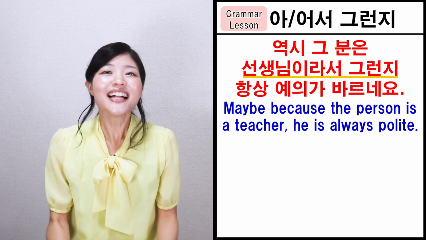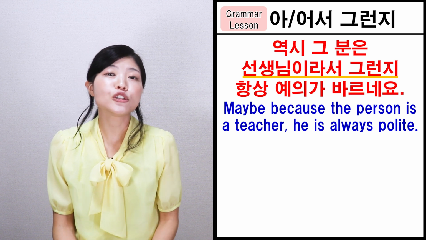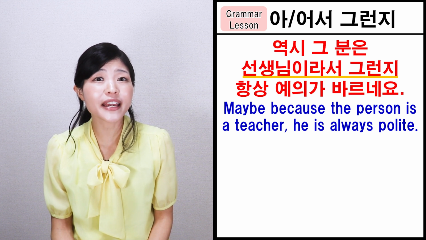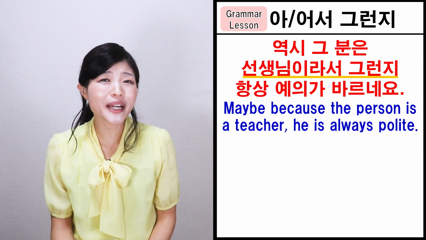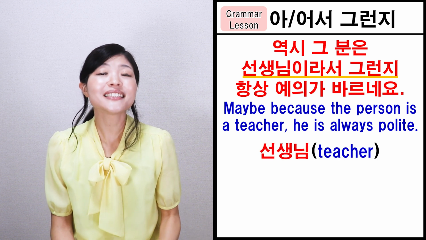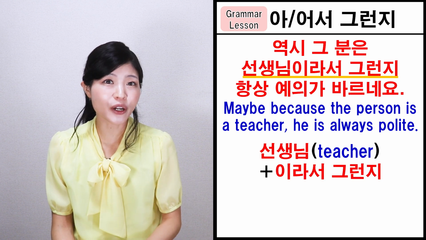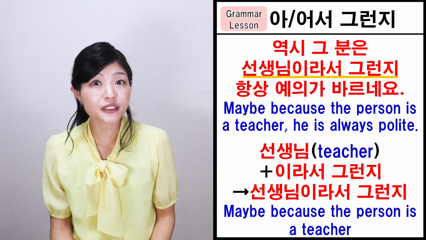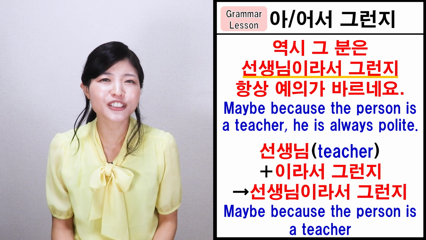And finally, let's look at an example sentence for a noun. 역시 그분은 선생님이라서 그런지 항상 예의가 바르네요. Maybe because the person is a teacher, he is always polite. Here, 선생님 is a teacher. It is a noun with a final consonant. So you attach 이라서 그런지 to make 선생님이라서 그런지, maybe because the person is a teacher. You can see that she's guessing and telling the story.